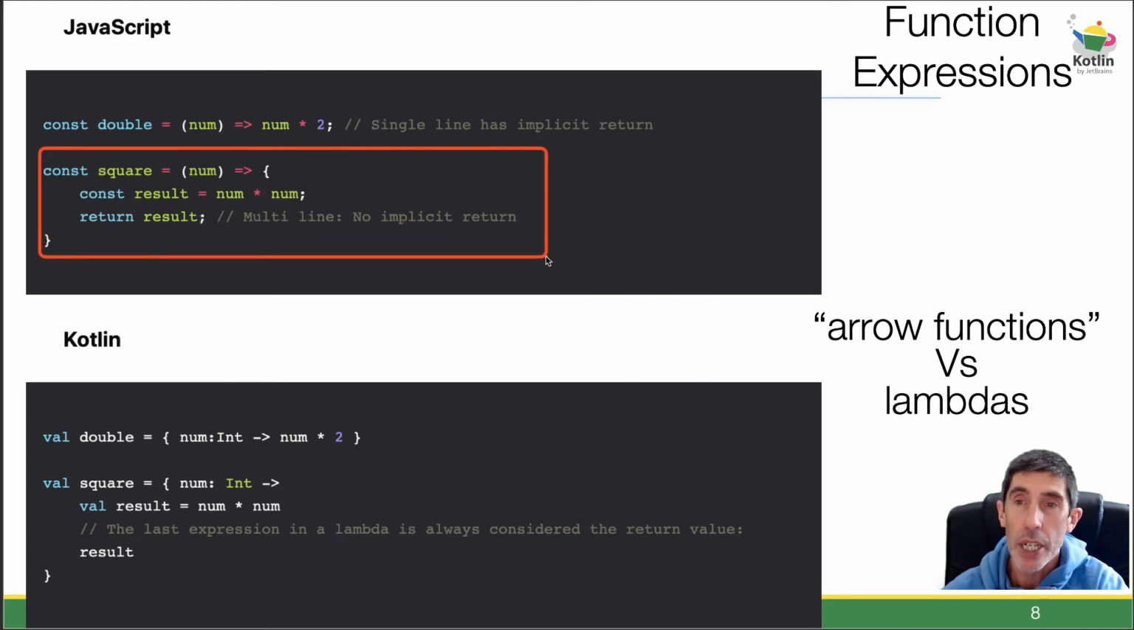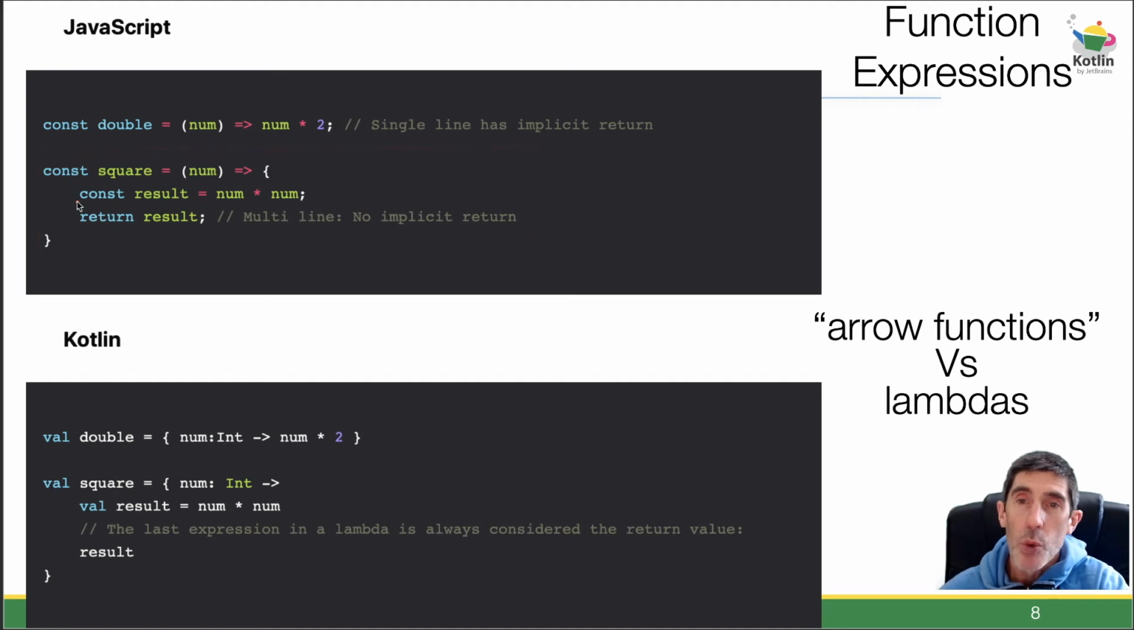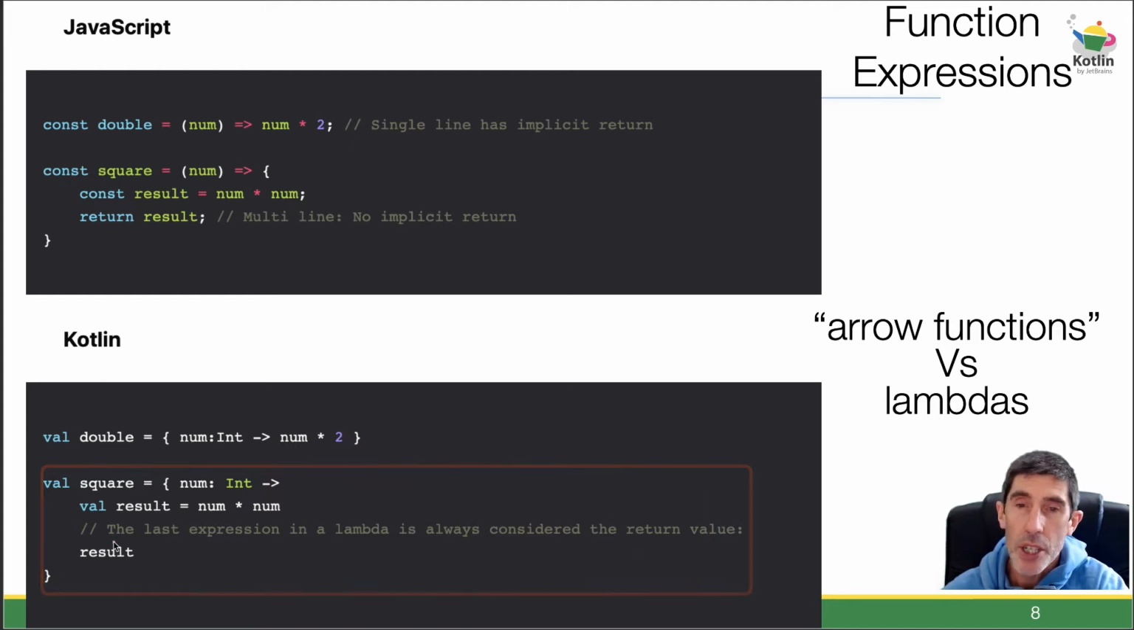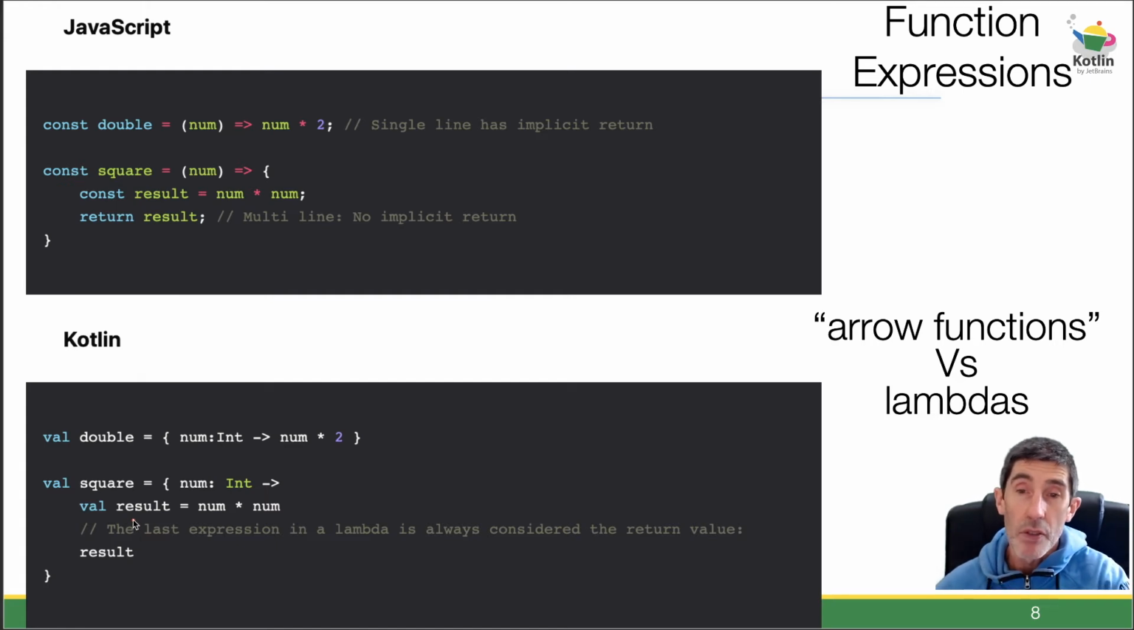Doing a little bit more, we can say here const square. So we're doing multi-line, right? We're saying our const result is assigned num times num. Like your anonymous function, there's our open curly brace and a closing curly brace. The same thing in Kotlin is a little bit more concise, a little bit nicer. The main point to note here is the last expression in our lambda is always considered the return value. So here, this is the last expression, so that will be seen as the return value.